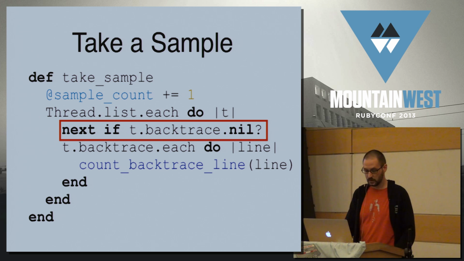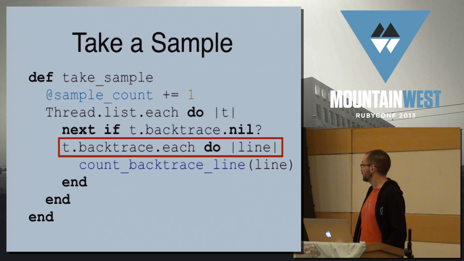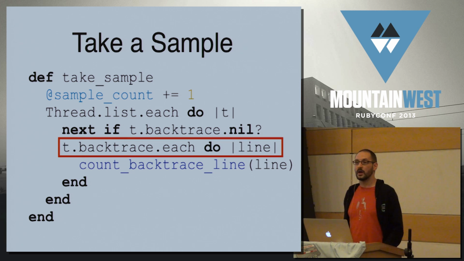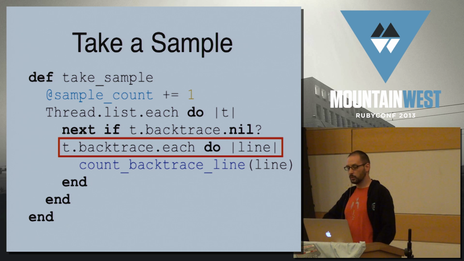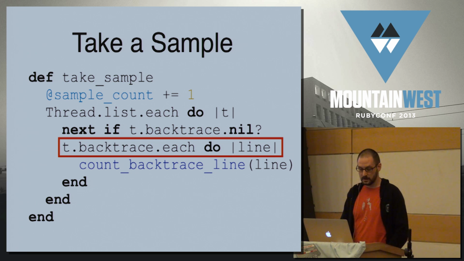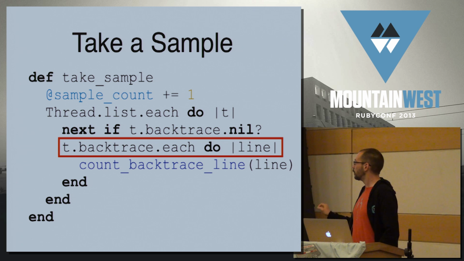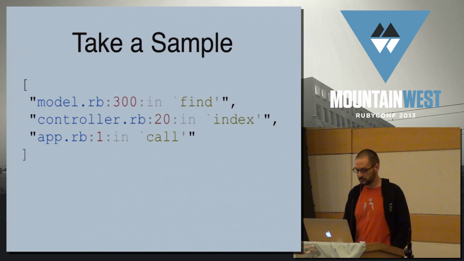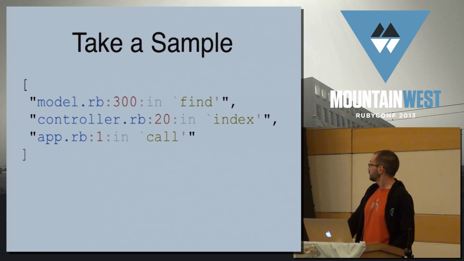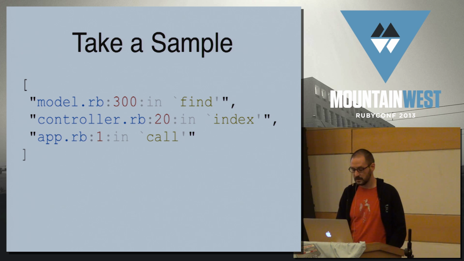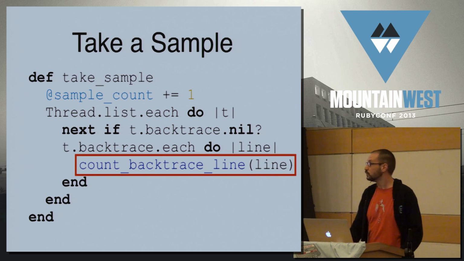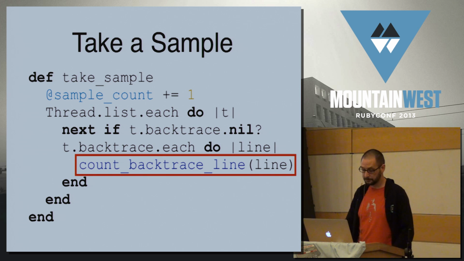Once we have that list of backtraces, then we can step through each of the lines that are there in that array, and then we'll do something interesting with them. In this case, what we're going to do for the simplified model here is we're just going to count up how often we've seen each of the individual points in the code. So those backtraces, again, look like this. Each of those lines is what we're enumerating over in that array, and those lines will get passed into our count backtrace line method.